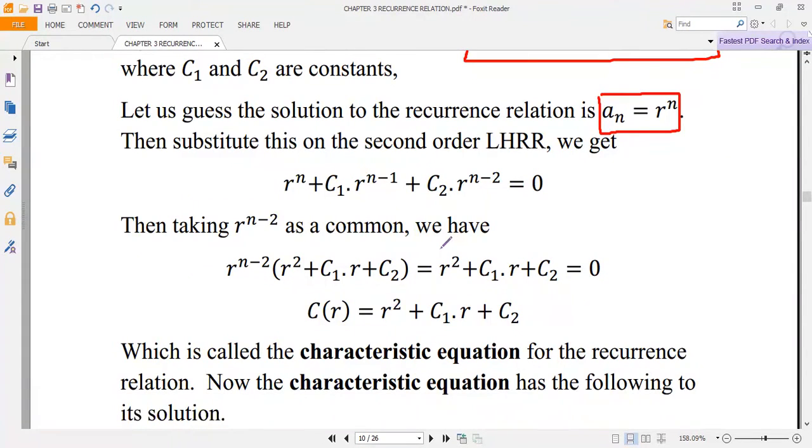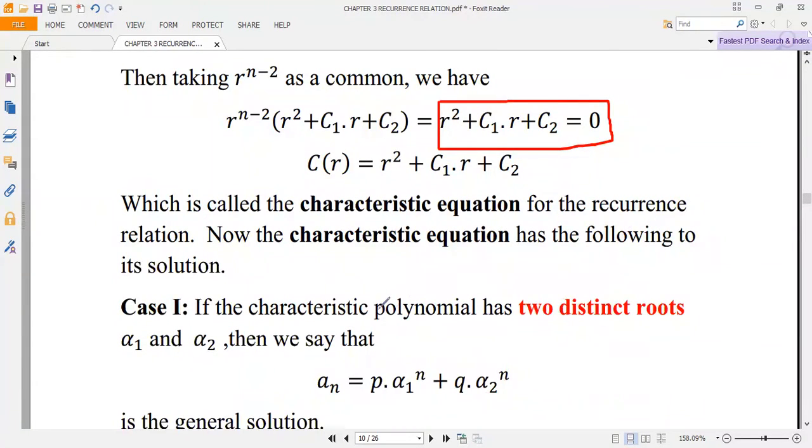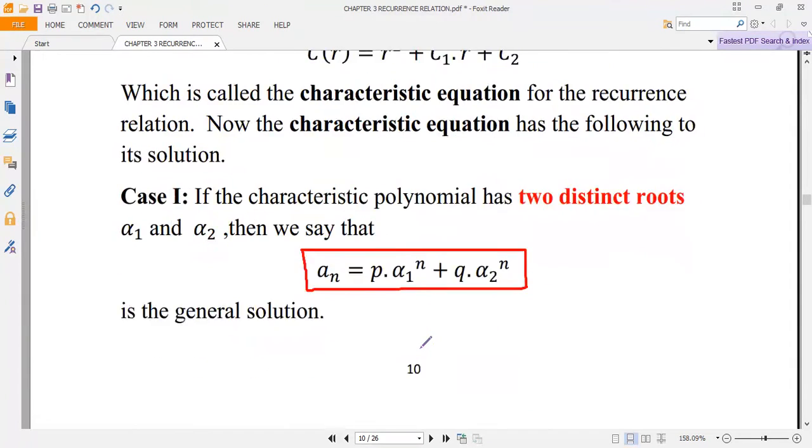You can see that the roots of this characteristic equation are 2, because it's a polynomial function of degree 2, and a polynomial function of degree 2 has 2 roots. The roots of this equation may be similar, or they may be distinct, or they may be complex conjugates. Now let's see the first case: if the characteristic equation has 2 distinct roots, alpha 1 and alpha 2, then the general solution to the recurrence relation is this one.